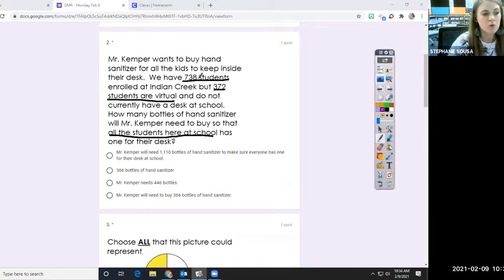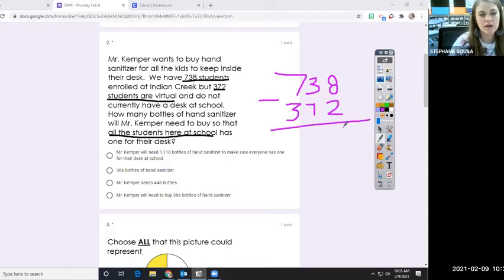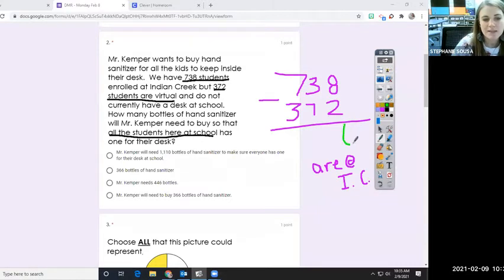All right, so we are starting out with 738 students. That's how many are at Indian Creek. We're going to subtract the 372 students who are not at Indian Creek. They're gone. That's going to tell us how many students are at IC. So we're getting rid of the students that are not, so we can see what's left. Okay, 8 subtract 2 is 6.